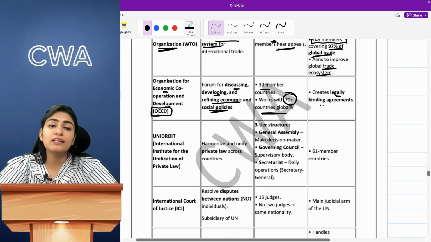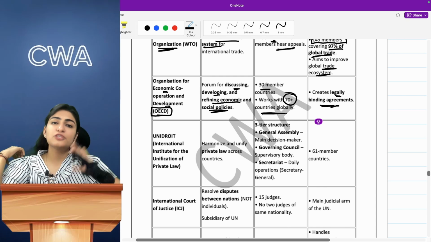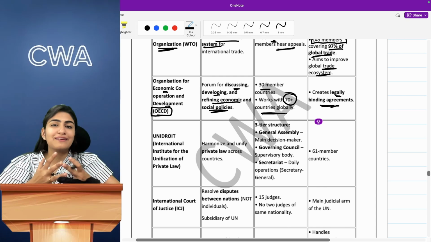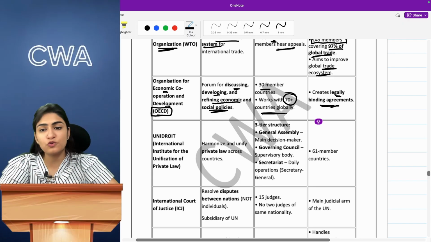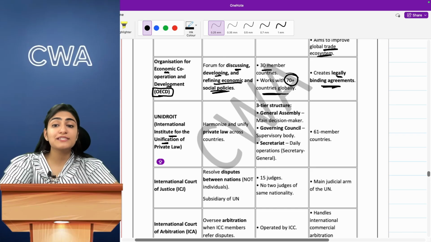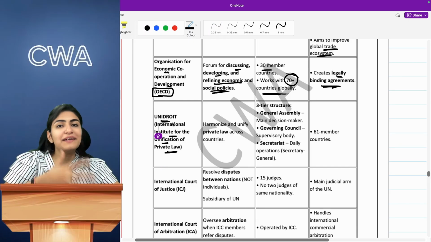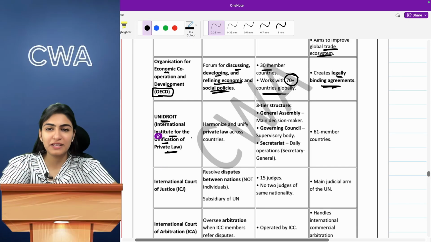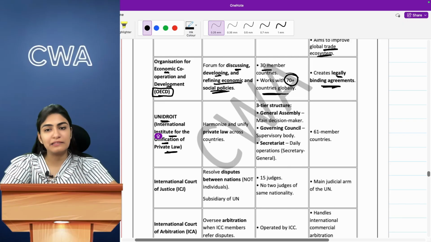They create legally binding agreements. Basically, they help you in the short term, they help you to create agreements or discuss with you how to manage a scenario, and so on and so forth. The next one is the International Institute for the Unification of Private Law, UNIDROIT. Okay, a little big name, but something that you need to probably remember.